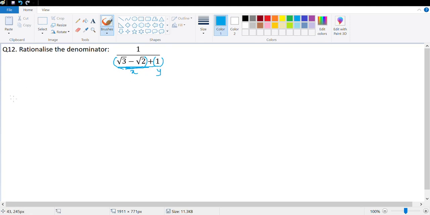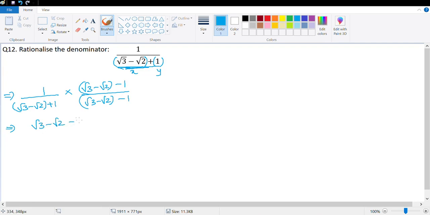So let's rationalize this. This will become 1 upon root 3 minus root 2 plus 1 multiplied with x minus y, in this case root 3 minus root 2 minus 1. So the numerator becomes root 3 minus root 2 minus 1, and the denominator becomes root 3 minus root 2 whole square. That's x square minus y square.